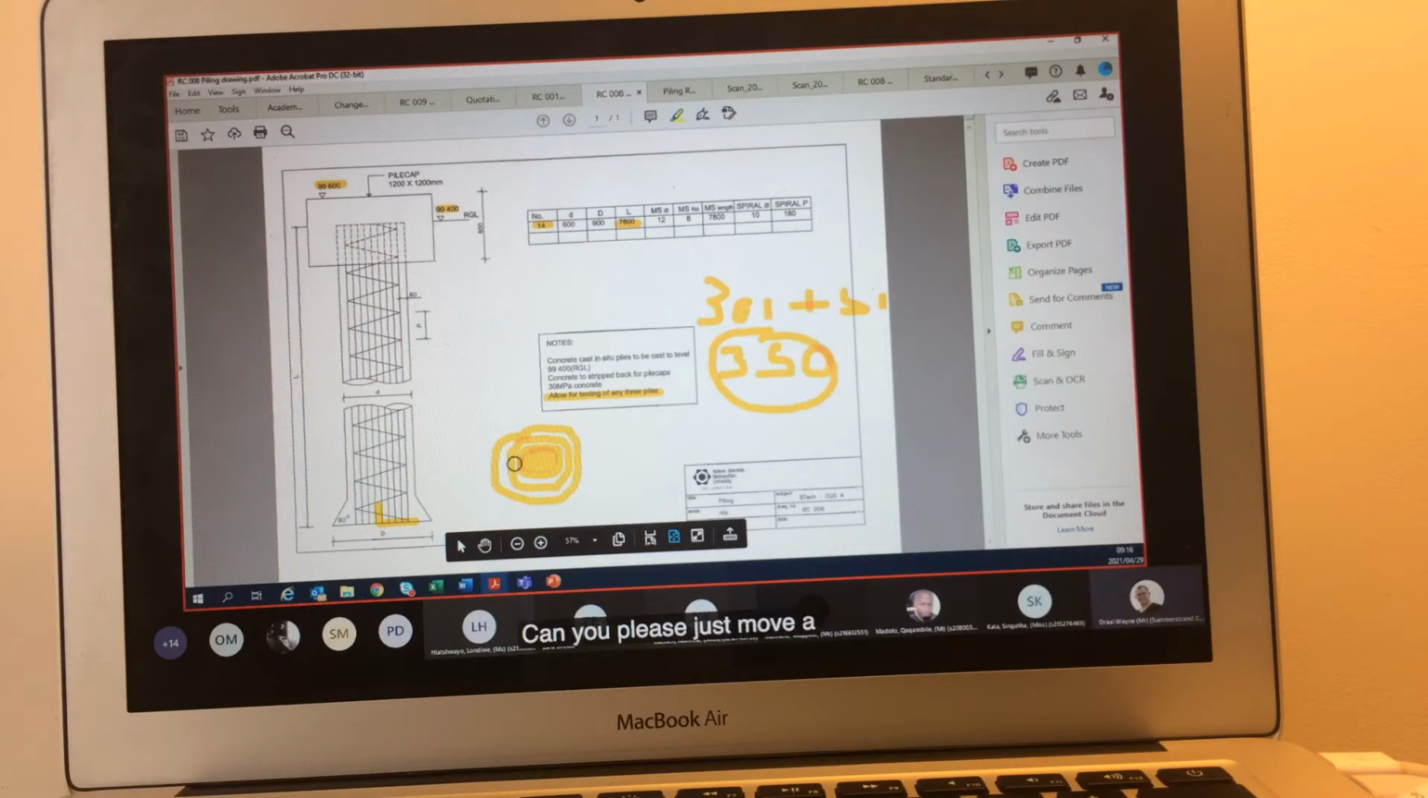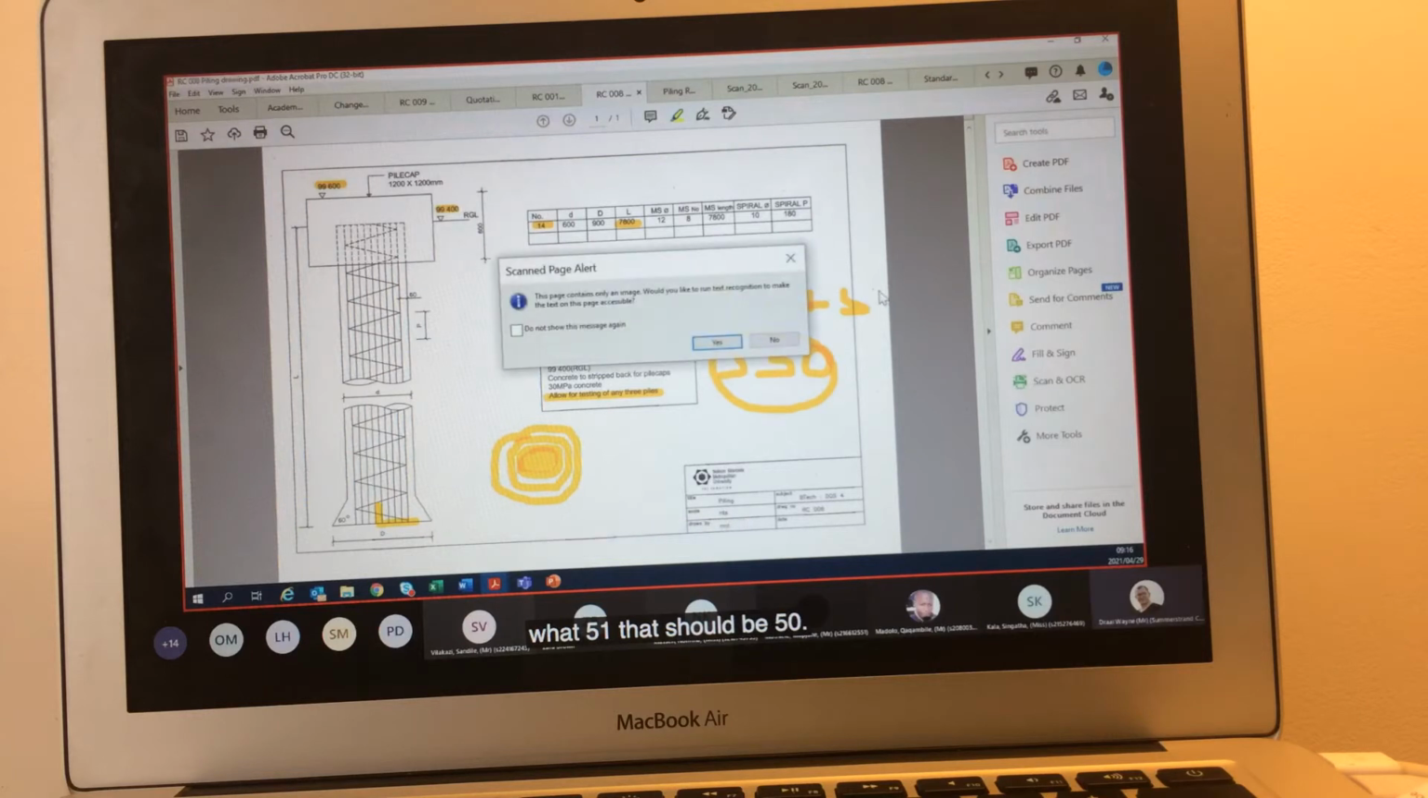Can you please just move a bit below that, where you get this 50 first? I'm a bit lost. Where I get the 50? That should be 50. Yeah, can you please just elaborate there?